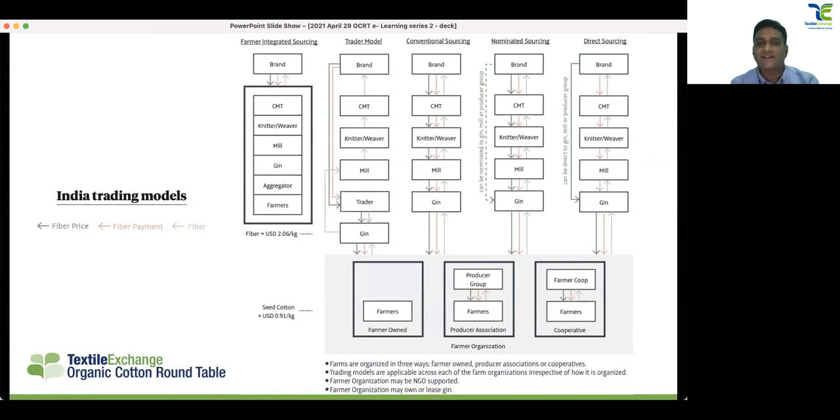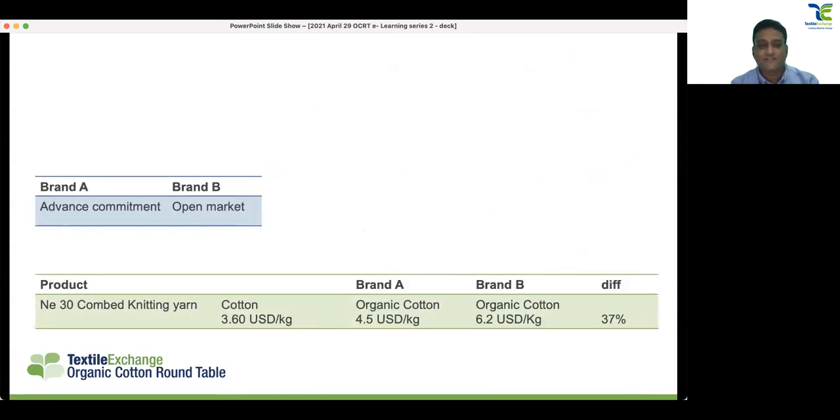But if you work with the trading model or nominated sourcing model, which is direct and indirect, you can definitely have direct control on price because you are decoupling the price from the regular flow of the material. Once you do so, it will have a direct impact on your price, the availability of the raw material, as well as a long-term relation with the farm group producers. The next one is the end of my slide, but it is really interesting.